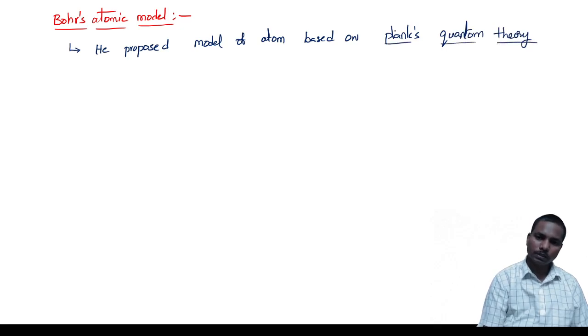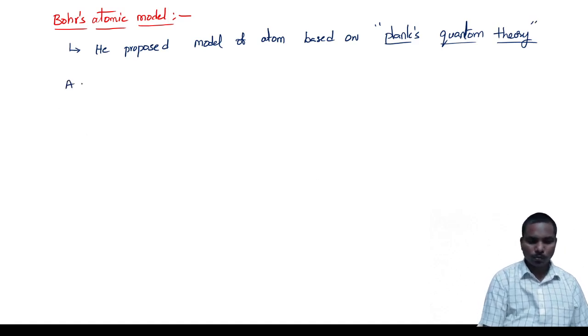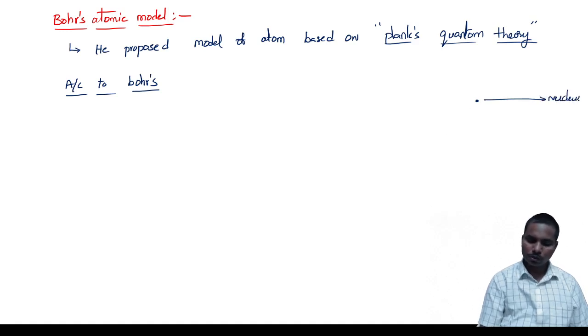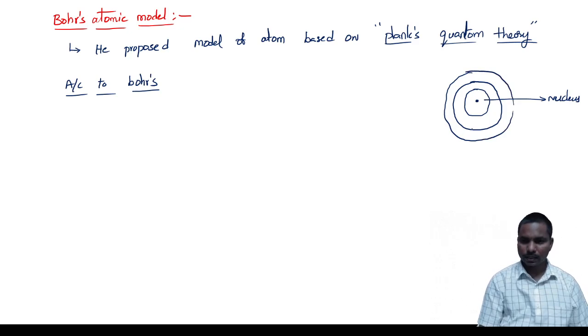Okay, note on this point. This theory is based on Planck's quantum theory. And according to Bohr's model, at the center of the atom we have the nucleus, and the electrons revolve around the nucleus in discrete orbits. Discrete orbit means n is equal to 1, 2, 3, 4, 5 like that. Okay, in a discrete orbit.